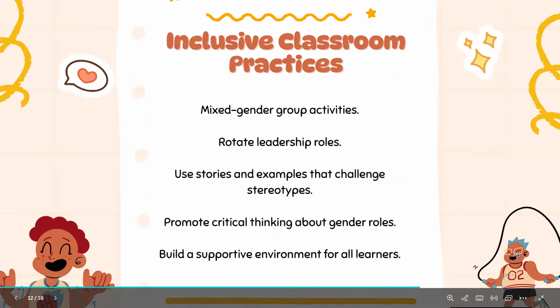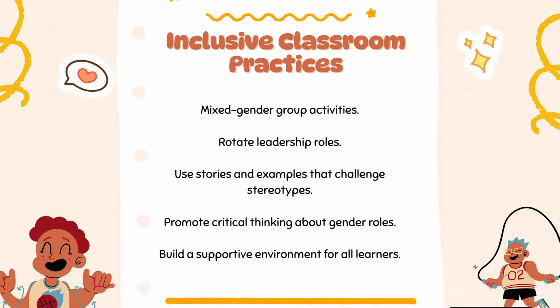Some inclusive classroom practices include mixing boys and girls in group work so that they learn collaboration without stereotypes, rotating leadership roles to give every student equal opportunities, incorporating storybooks and examples that challenge gender norms, creating discussions where students question why certain roles exist, ensuring the classroom is emotionally safe for both boys and girls to express themselves freely. When these practices become regular, inclusivity becomes natural.